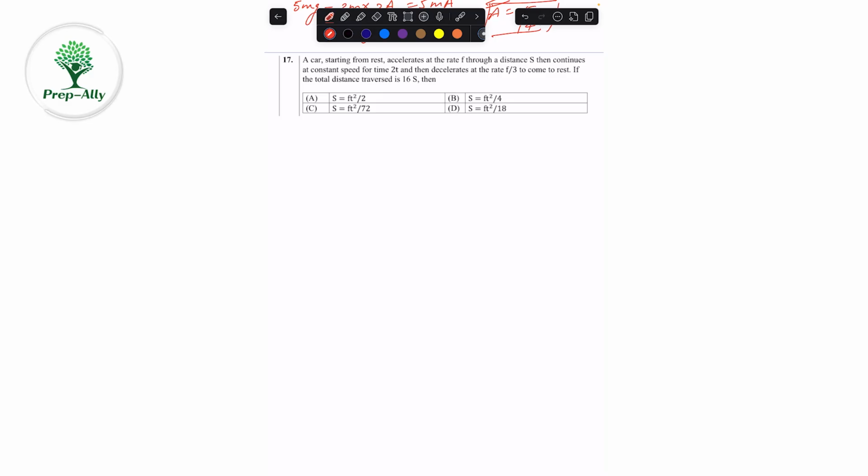So we are saying that it started the motion like this. It went till this distance, the total distance is 16s. It covered this distance s with an acceleration of f. Then after that it went for a time 2t, so this time is equal to 2t, with constant velocity. So I'll say it is some v. And then the rest of the distance it covered with a retardation of f by 3. So we got this.